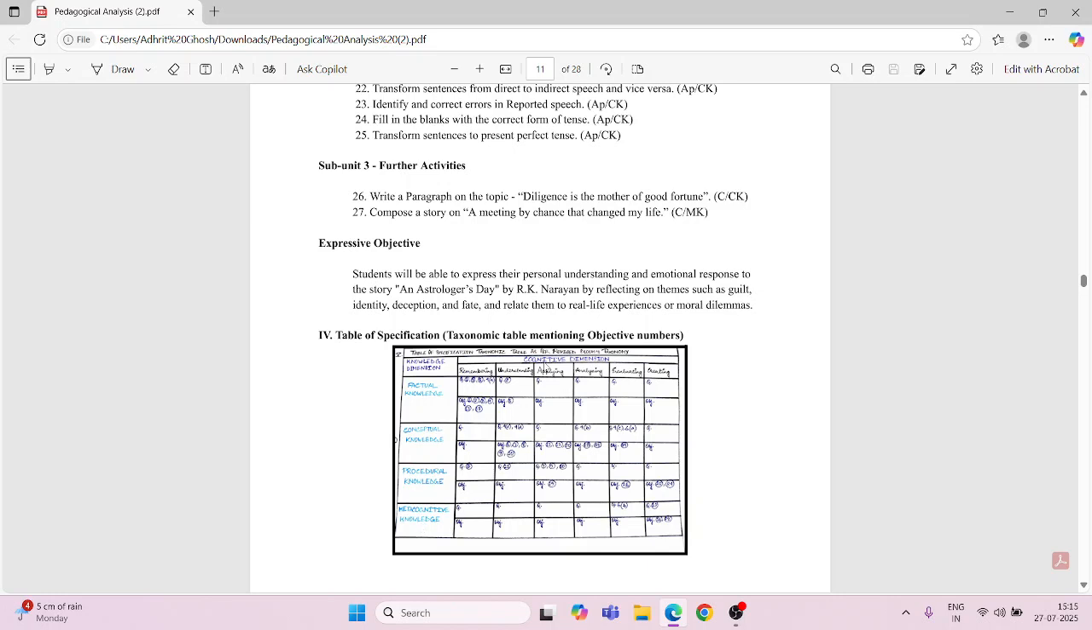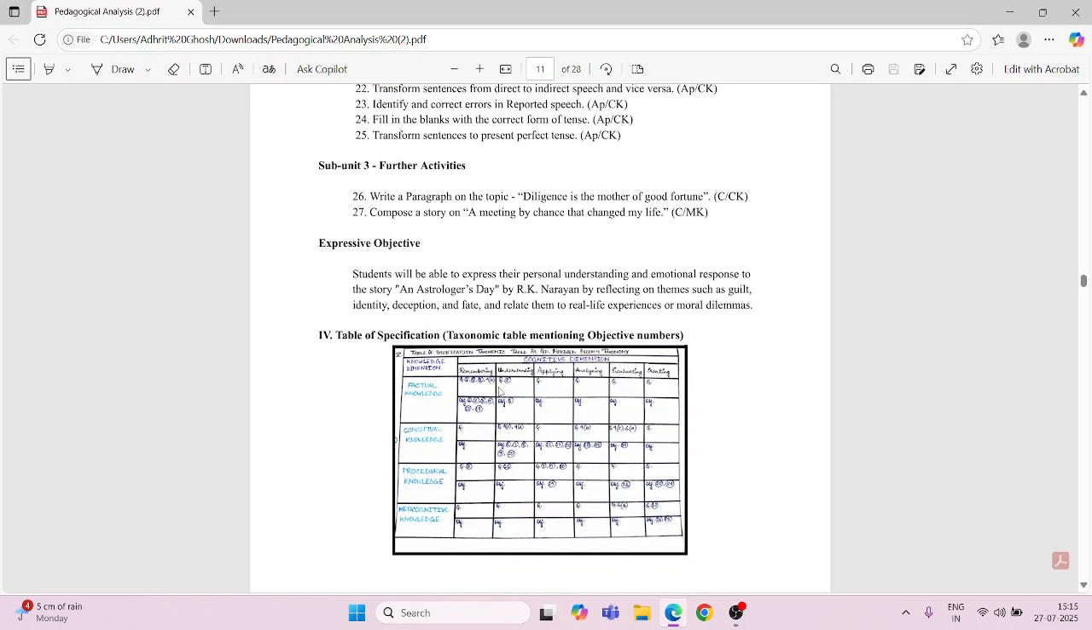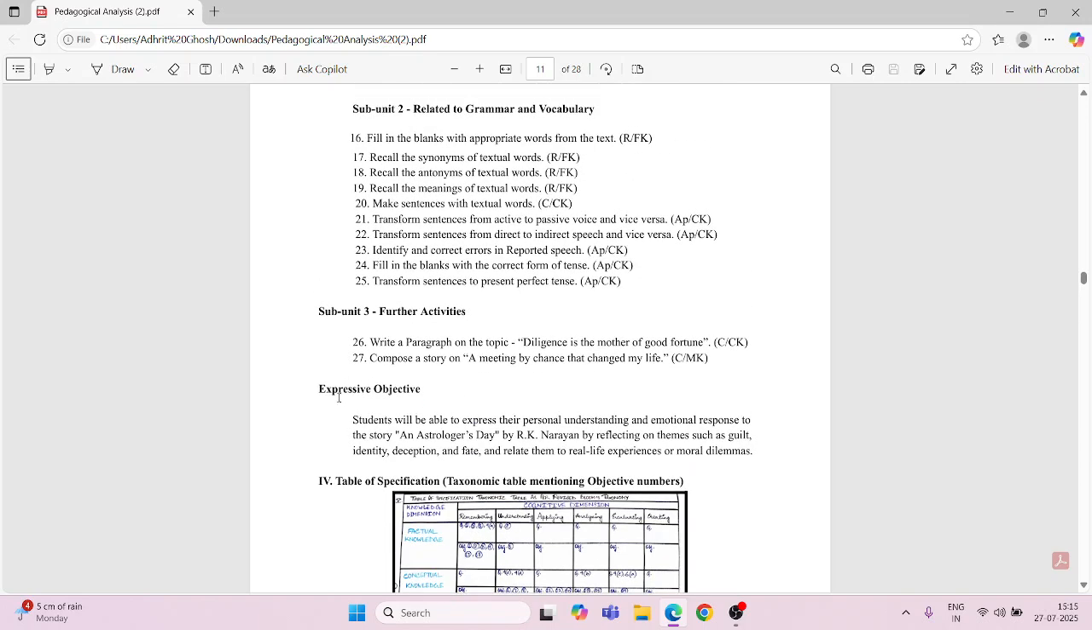And on the right hand side, we have the cognitive dimension, or cognitive process dimension, which has remembering, understanding, applying, analyzing, evaluating, and creating. So you all have already learned how to construct objectives in learning design. The same way you have to construct your objectives, and you have to write down the objective numbers only in this table of specification. Now, in case of our subject specifically, we have what are called expressive objectives.